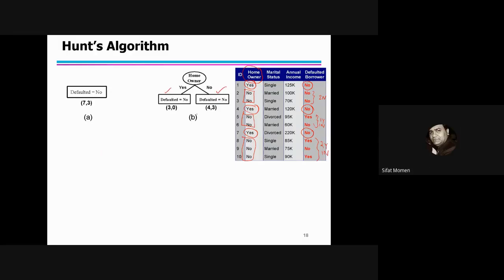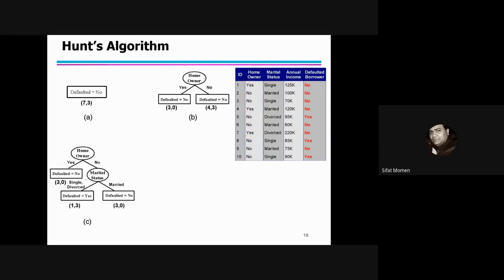Right one. Left one to ekhone split kora kichu nei, right? So that's why we don't do anything with the left one, so we look at the right one. We need to split the right one further. So the right one is 4 no's and 3 yeses, if you remember. So let's now split the 4 no's and 3 yeses using another attribute.